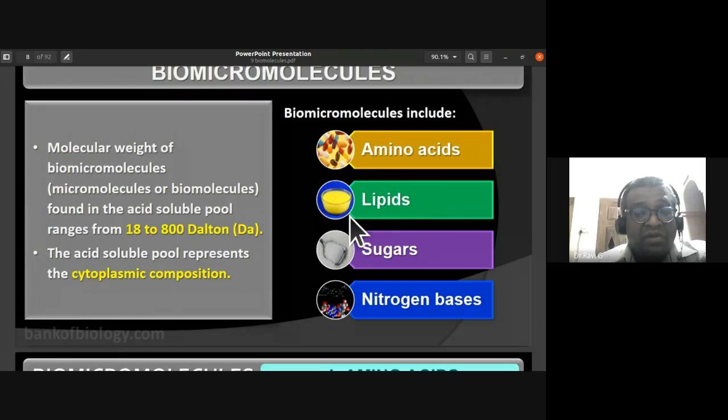But lipids are found in the retentate, even though they have a very low molecular weight, because they are acid insoluble. So they are acid insoluble compounds. But even though they are lesser than 800 Daltons, that is the reason we have included them under biomicromolecules. So biomicromolecules include amino acids, lipids, sugars, nitrogen bases.